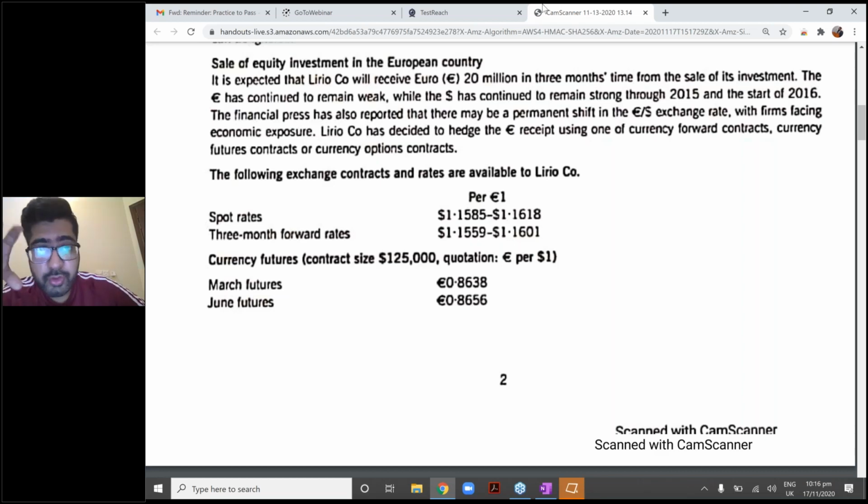Now, if Lirio's home currency is dollar and it is receiving euro 20 million in 3 months, there is always the risk that rates may go down. So you need to hedge it. So Lirio has decided to hedge the euro receipt using one of currency forwards, futures, or options. It has decided to use either forwards, futures, or options. Following exchange contracts and rates are available.